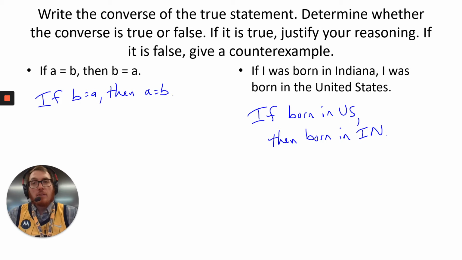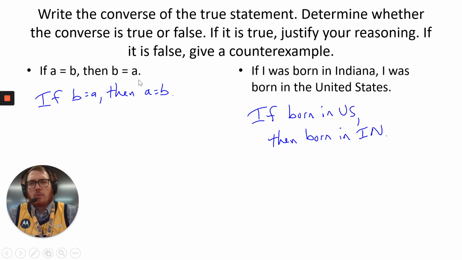Write the converse and then determine if the converse is true. If it's true, justify the reasoning. If it's false, provide a counterexample. So this says if A equals B, then B equals A. The converse would be if B equals A, then A equals B. Notice I just switched the statements around.